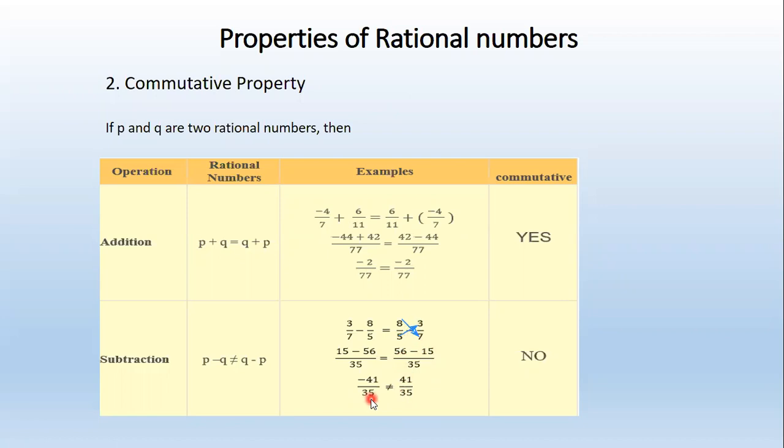So here LHS is not equal to RHS. So the commutative property is not true for subtraction. Here, that is P minus Q is not equal to Q minus P. So commutative is not true.